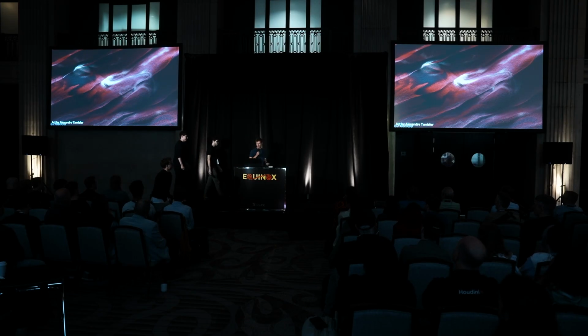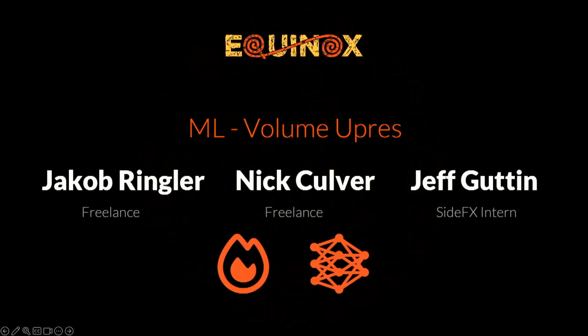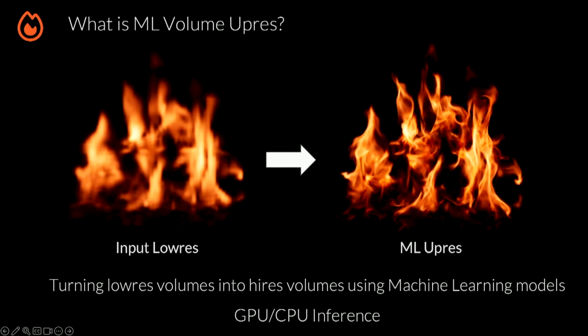Thank you, Tom. Hello, everyone. Today, we're going to talk about ML volume upres. My name's Nick Culver. This is Jeff Guttin. This is Jakob Ringler. With Houdini 21, you can use machine learning to increase the resolution of your volume simulations. With either a GPU or a CPU, you can simulate volumes, train a model, and harness ML to work for you.